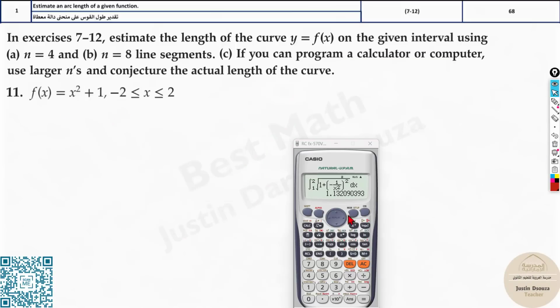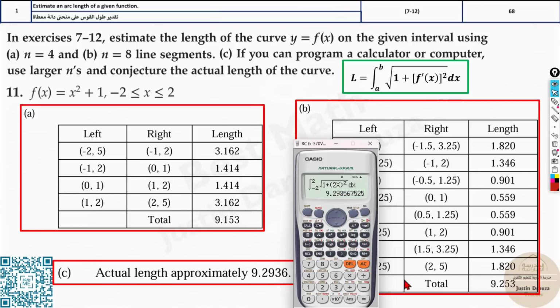Here as well, let me directly solve it in the calculator. It's integral square root of 1 plus the derivative of x squared, which is just 2x, and that's it. But don't forget to square it. Now if you square it over there, it will be only for x squared. So use the bracket and square it up. Now it is correct. And what are the limits? The interval is minus 2 to positive 2. And the answer is 9.29. You can see here 9.2936.